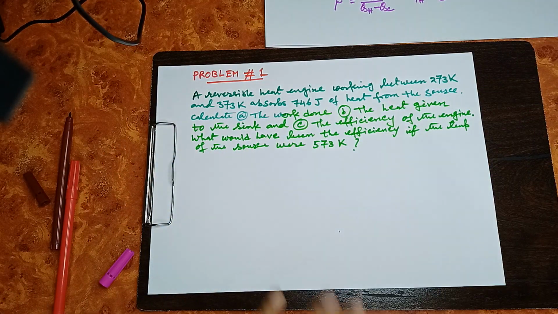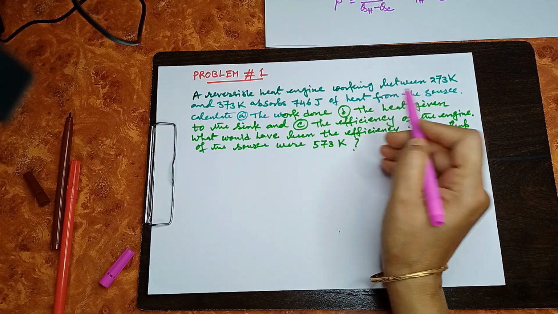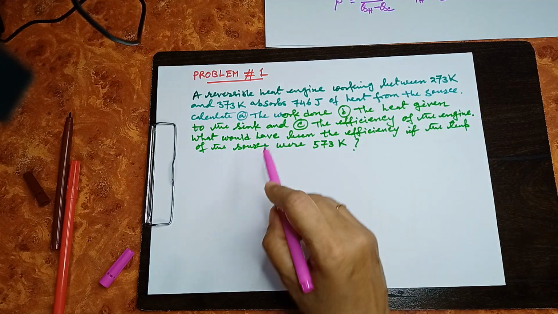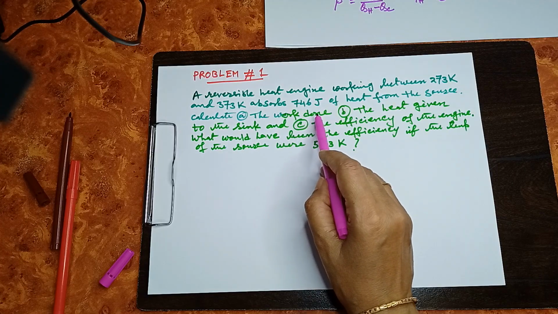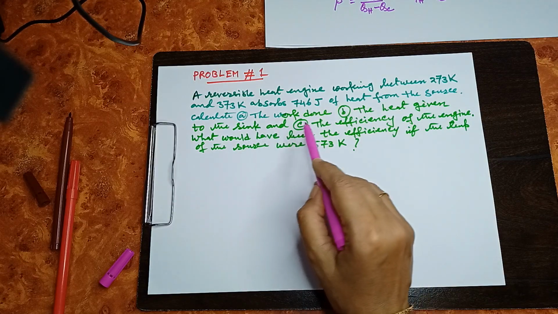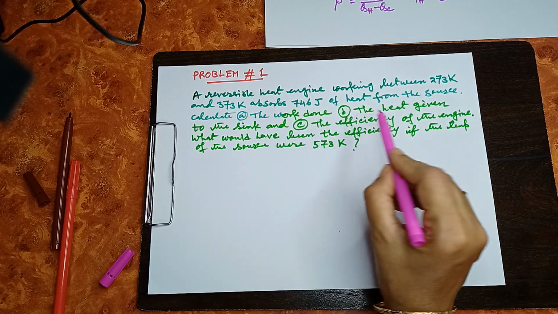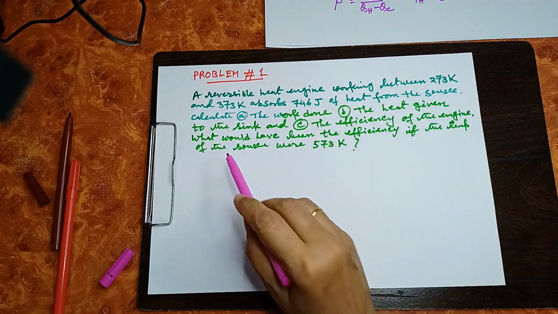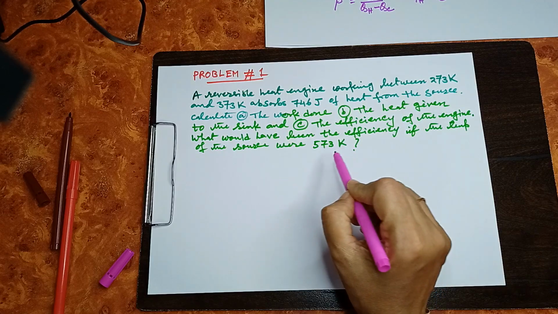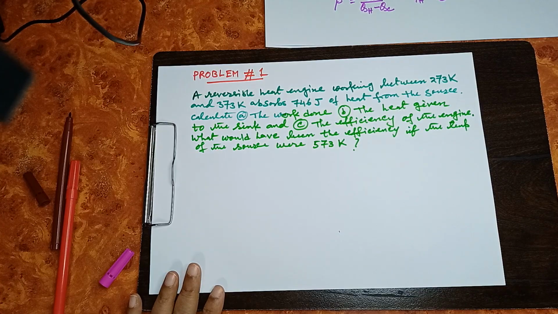So problem number 1. A reversible heat engine working between 273 Kelvin and 373 Kelvin absorbs 746 joules of heat from the source. Calculate A, the work done, B, the heat given to the sink, and C, the efficiency of the engine. What would have been the efficiency if the temperature of the source were 573 Kelvin? So this is the problem. Four parts are there in the problem.